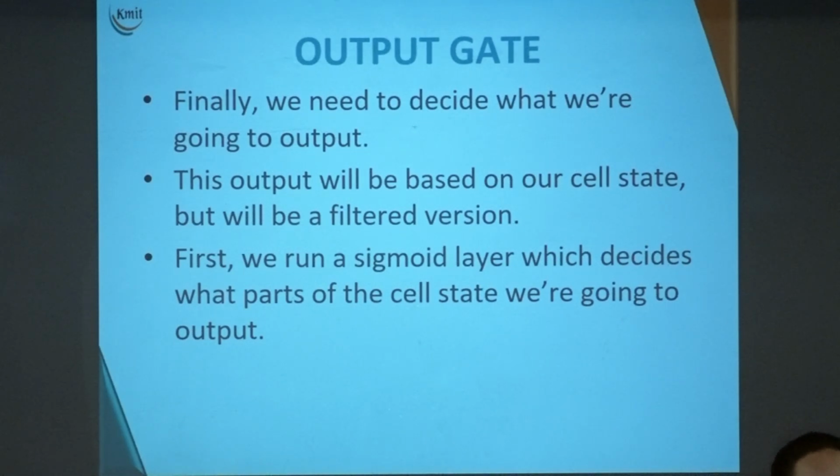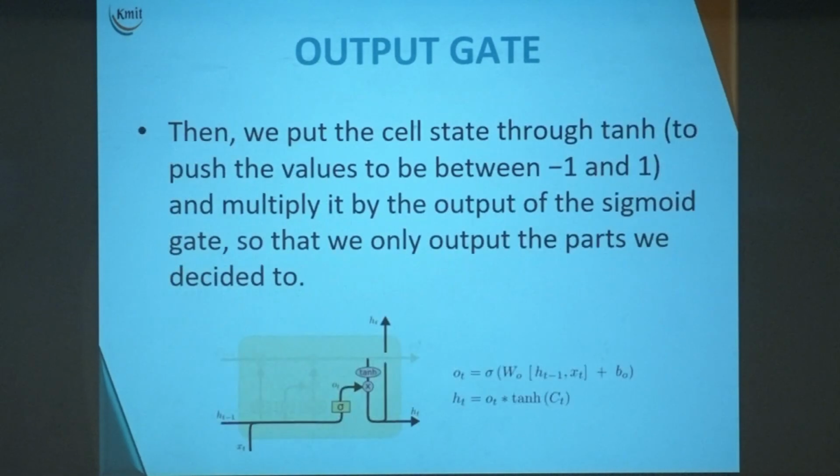I have to filter that and take that as an output. That's why I should require another neural network, which is an output gate, which does that task for me. So first we run a sigmoid layer on it, which decides which part of the cell state we are going to take as an output. Clear enough? So this is your output gate over there.